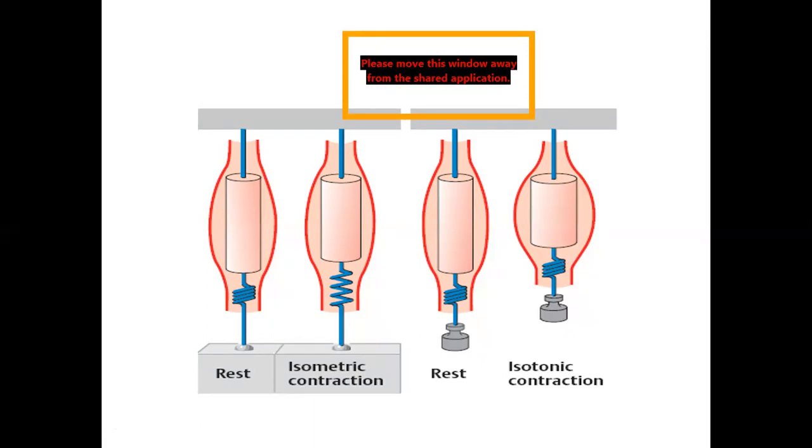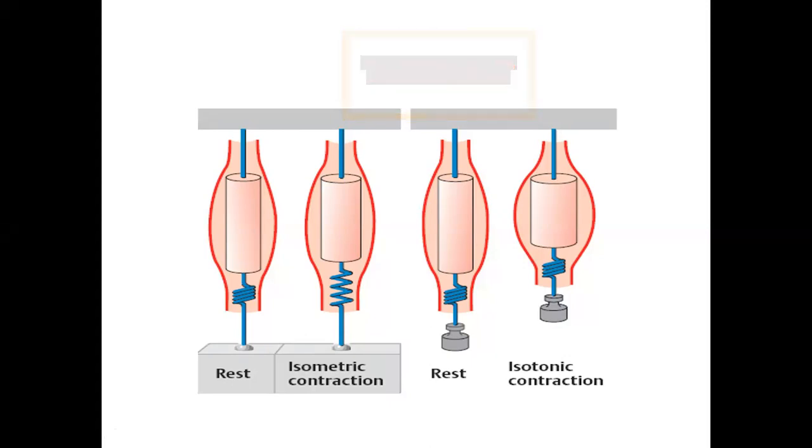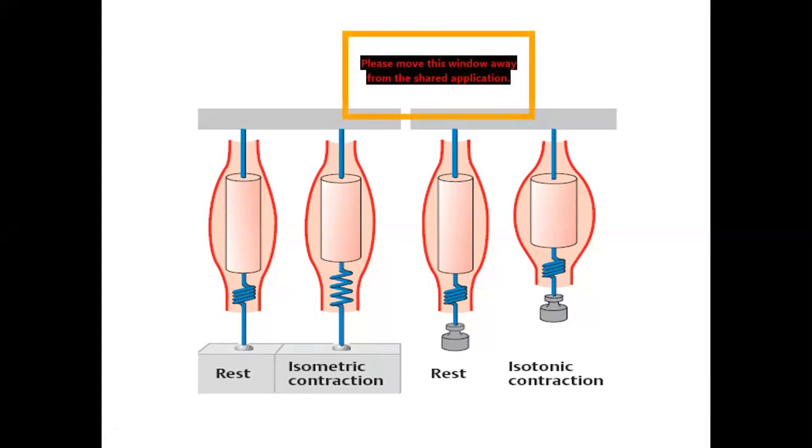The weight is lifted, and when the weight is lifted, there is some kind of movement in the muscle. The muscle length changes and the weight is lifted. And during that type of contraction, there is no change in the muscle tension. Muscle tension is not going to change. That type of contraction is called isotonic contraction.